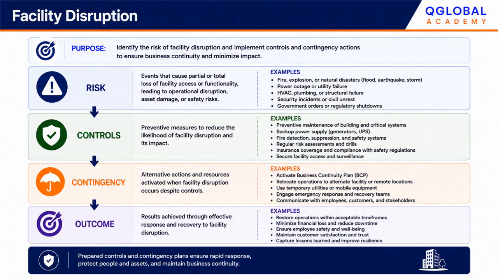If a disruption occurs despite these controls, contingency actions are activated. These may include relocating operations to an alternate site, using backup utilities or generators, activating emergency response teams, informing customers and authorities, and implementing business continuity procedures. The objective is to protect employees, safeguard organizational assets, restore operations as quickly as possible, and maintain customer confidence. Effective contingency planning ensures that facility disruptions have the least possible impact on business operations.